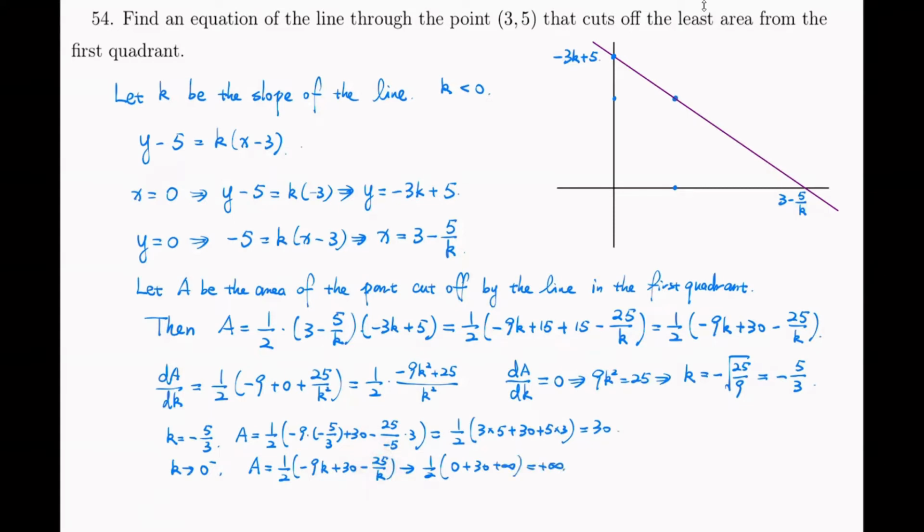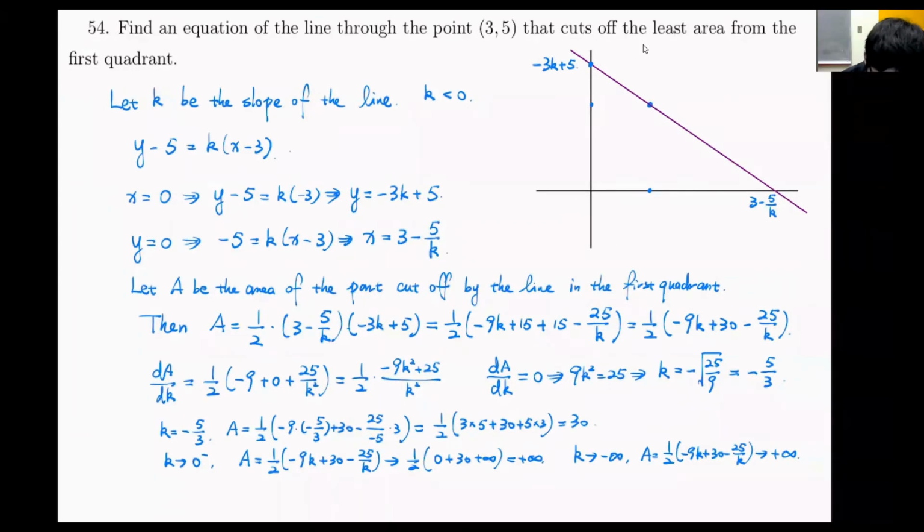Similarly, if k approaches minus infinity, A is equal to 1/2 times minus 9k plus 30 minus 25 over k. The first term is a negative number times a very large negative number, so that will be positive infinity. The second will be 30, and the last will approach 0, so the answer will be positive infinity. So we see that the area takes absolute minimum at the number 30, so that we can formulate our answer.